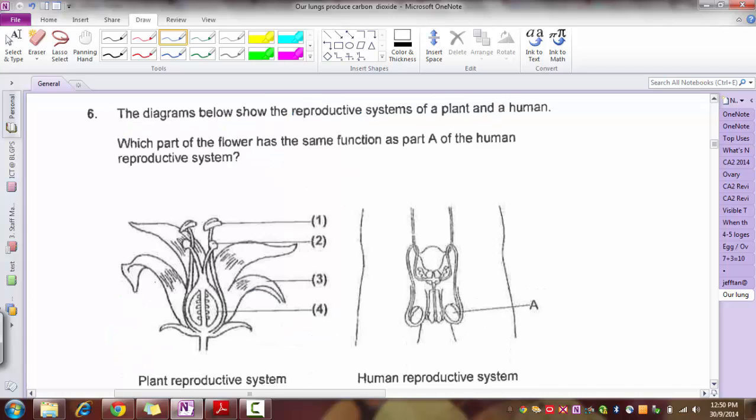Question 6. The diagram below shows the reproductive system of plant and humans. Which part has the same function as part A of the human reproductive system? So part A is what part? Part A is my testis. So what is the function of the testis? The testis is to produce what? Sperms. Okay, and sperm is my male reproductive cell.